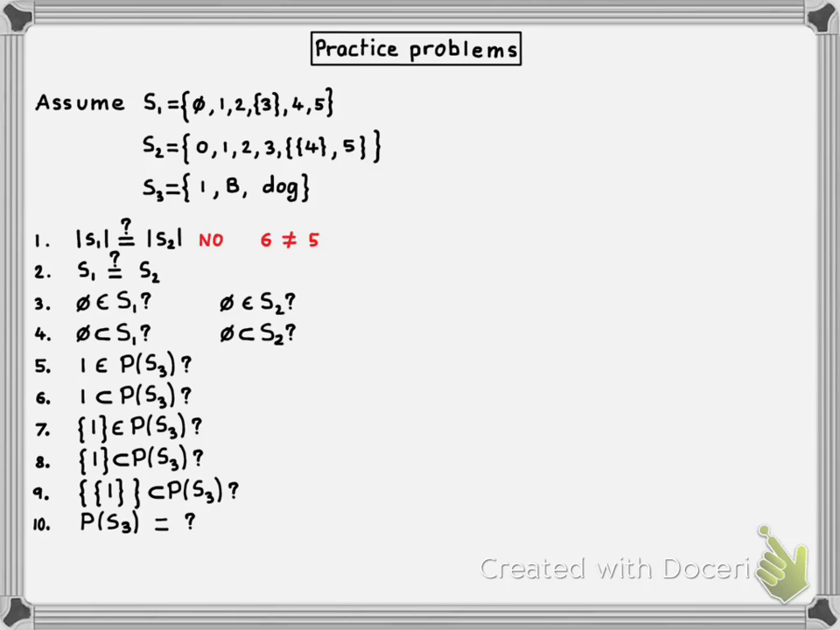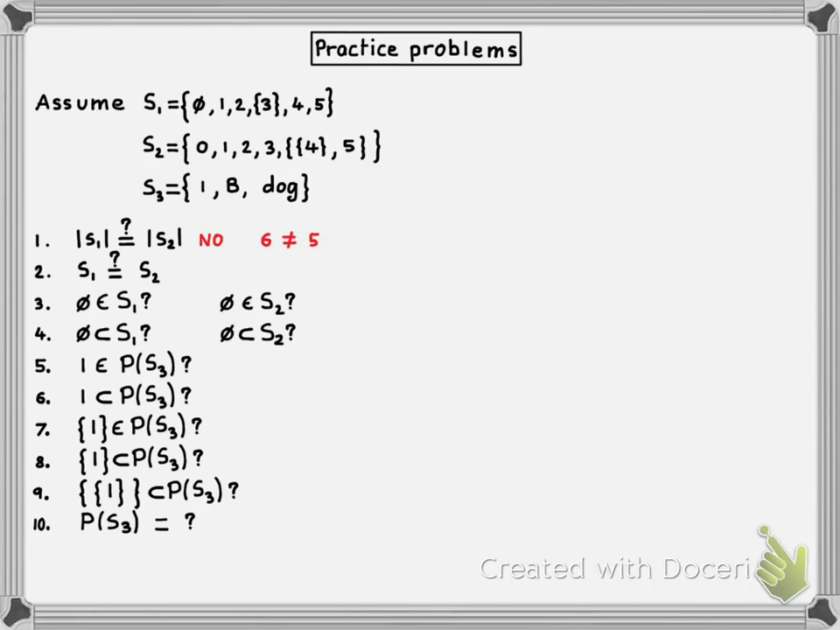The only tricky thing here I wanted to point out is that, for example, the number 5 is not an element of S2. 5 is an element of this set here with 2 elements, which in turn is an element of S2. But 5 is not an element of S2, neither is 4, and that answers this question.